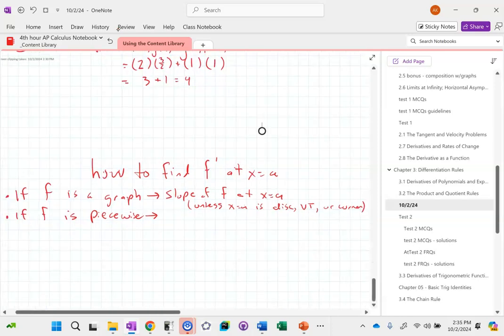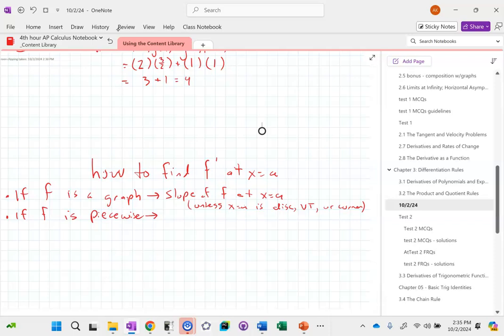What if our graph of f is piecewise? What do? Well, we just look at the derivative of each piece, and then we have to check each boundary for differentiability, right? Whether that's continuous or a corner or whatever. You guys know what I'm saying?